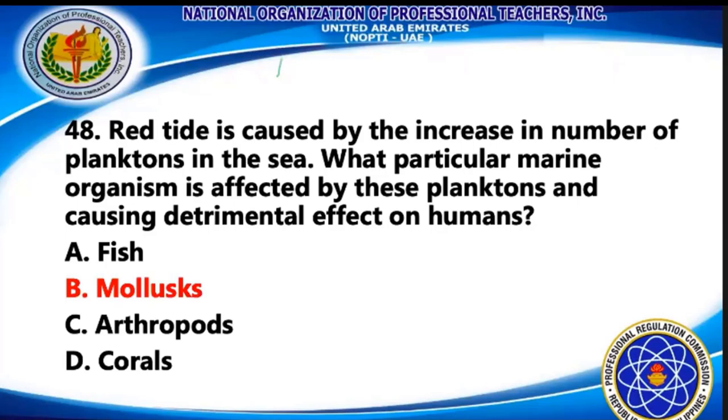Ano ba kasi ang mga mollusk na yan? Okay. The most common marine organisms affected by the planktons. Yung planktons na yun na sinasabi, yun yung mga dinoflagellates. Sila yung nagko-cause ng red tide, the shellfish, yung mga shells. Tahong, for example, shellfish is under the phylum mollusk. Mollusk kasi lahat ng shells yan. So, ang red tide, maraming namamatay kasi kumakain sila ng shells.